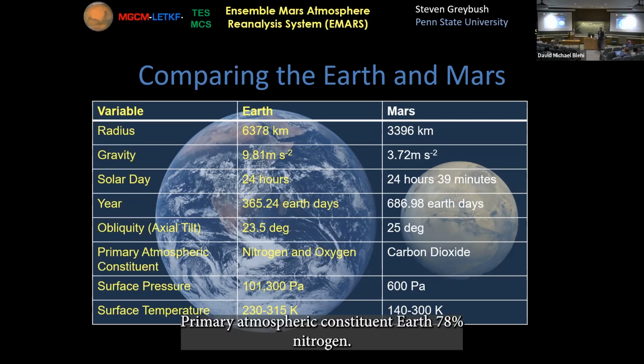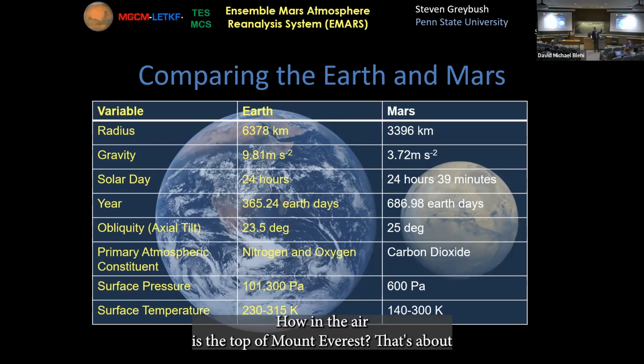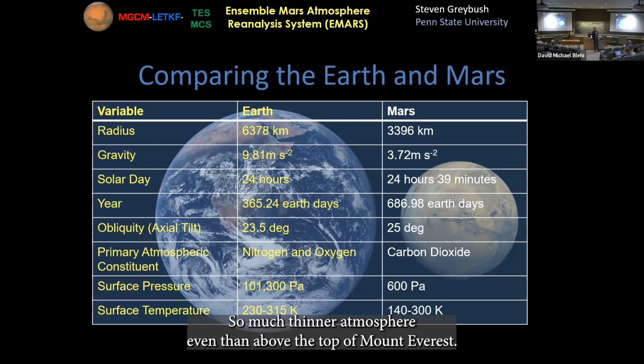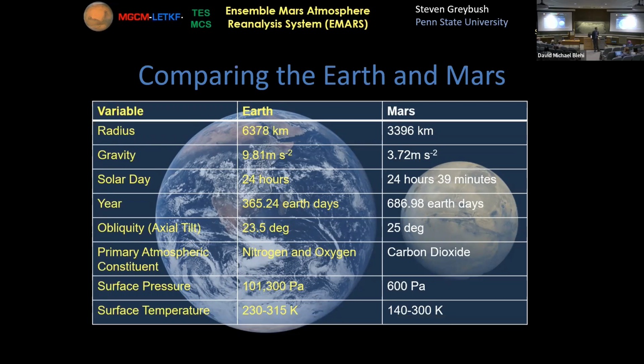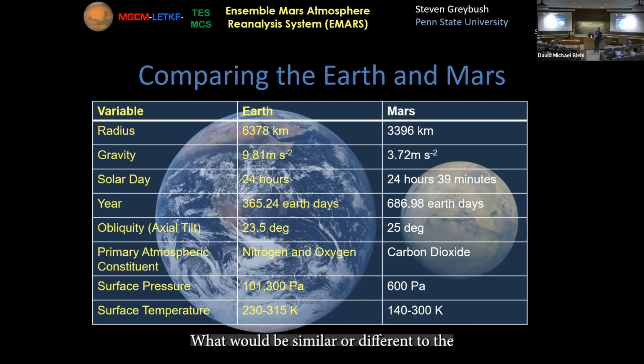Primary atmosphere constituent: Earth, 78% nitrogen. Mars is mostly a CO2 atmosphere, but much less of an atmosphere than the Earth. So 6 millibars, or 600 pascals. Imagine how thin the air is at the top of Mount Everest. That's about 300 millibars. Mars is about 6 millibars, so a much thinner atmosphere even than above the top of Mount Everest. So you have to keep that in mind when thinking about the impacts of dust storms, what will be similar or different to that.